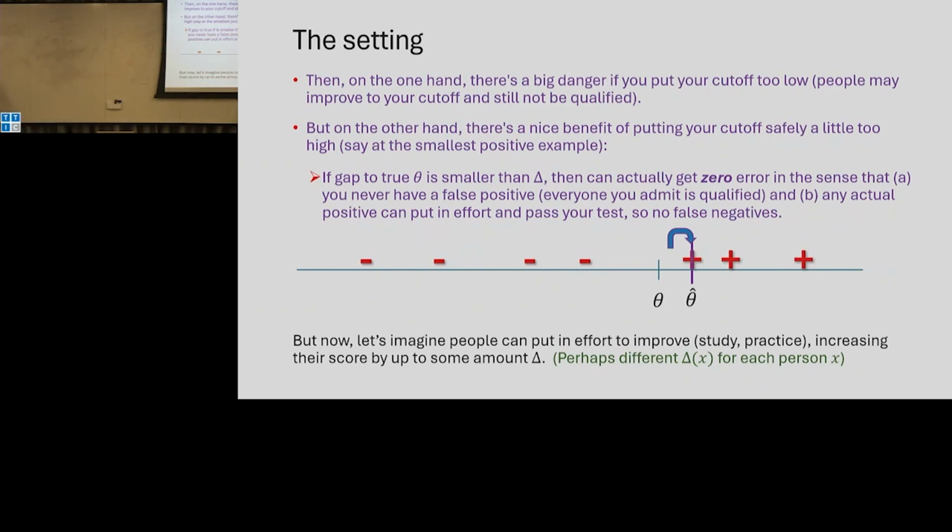A, you never have a false positive. Everyone you admit is actually qualified. And B, any actual positive, anyone here that would normally be an error, can put in effort and pass your test. So there shouldn't be false negatives, they'll just have to put in effort. So there's a trade-off here: we've gotten rid of errors by forcing people to do work. But they're improving themselves.